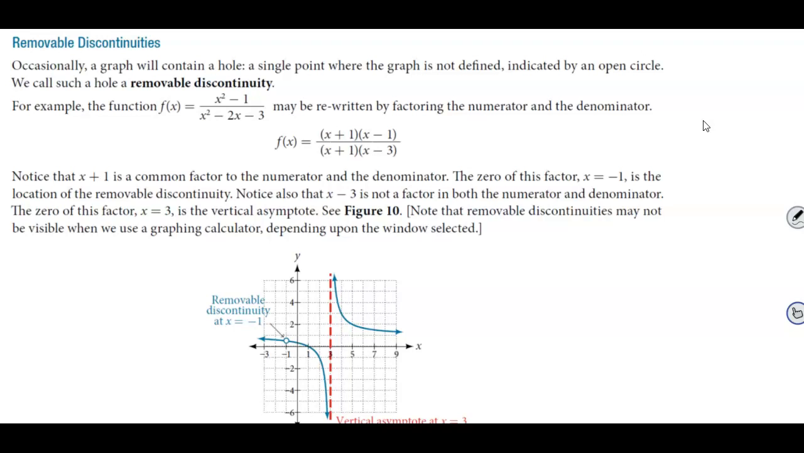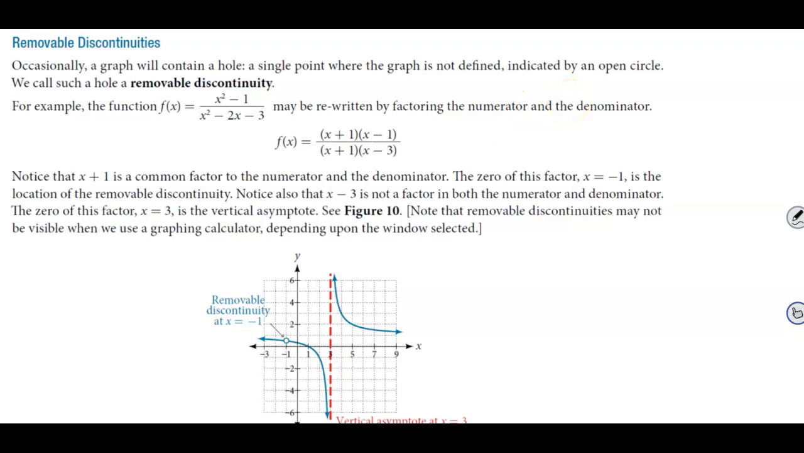For example, the function f of x, which is equal to x squared minus 1 divided by x squared minus 2x minus 3, may be rewritten by factoring the numerator and the denominator. So when we factor the numerator, the difference of squares, we end up with x plus 1 times x minus 1. In the denominator, we factor x squared minus 2x minus 3 to be x plus 1 times x minus 3. So what do you notice?